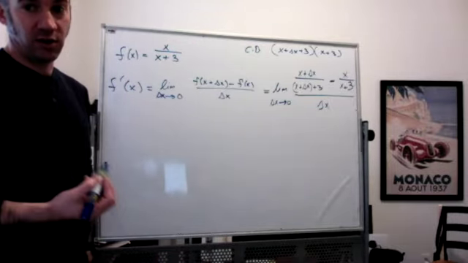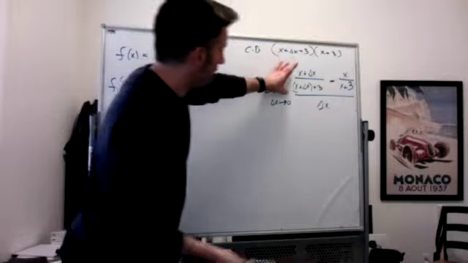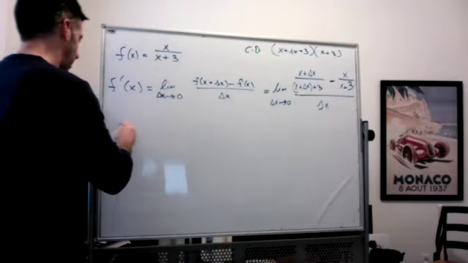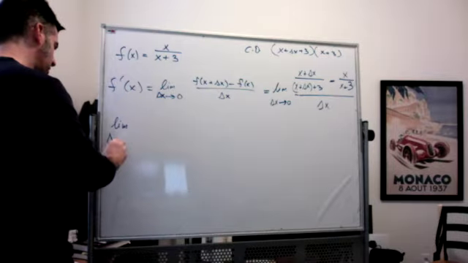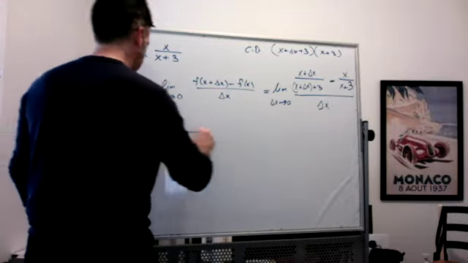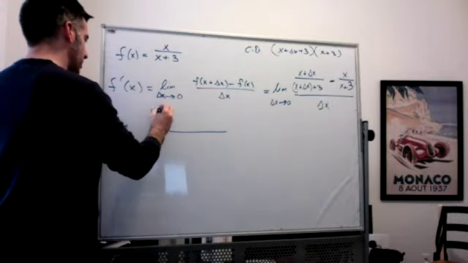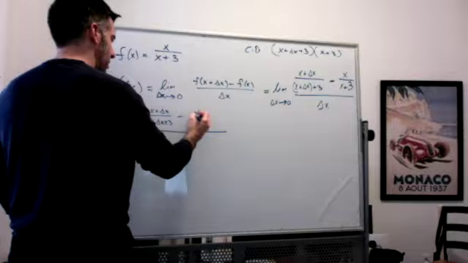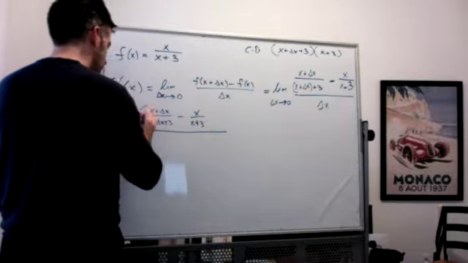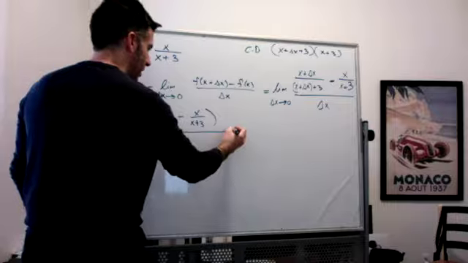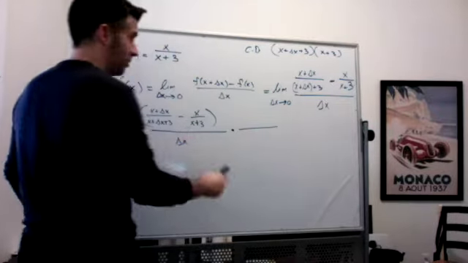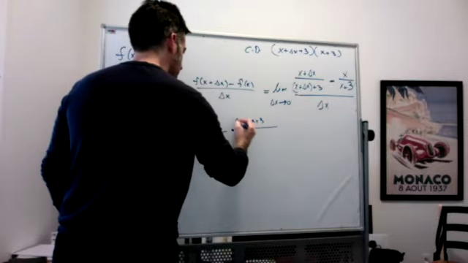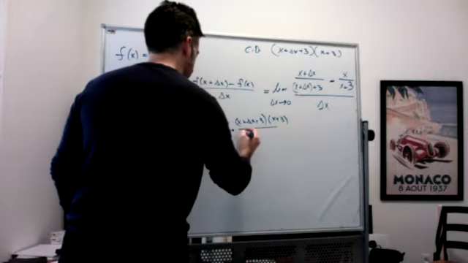And so here's the nicer way to do this. The nicer way is to multiply the top of this fraction and the bottom of this fraction by that common denominator. So we're going to write this as the limit as delta x goes to 0 of, okay, it gets a bit messy, x plus delta x over x plus delta x plus 3 minus x over x plus 3, times this common denominator on top and bottom. So x plus delta x plus 3 times x plus 3 over the same thing.